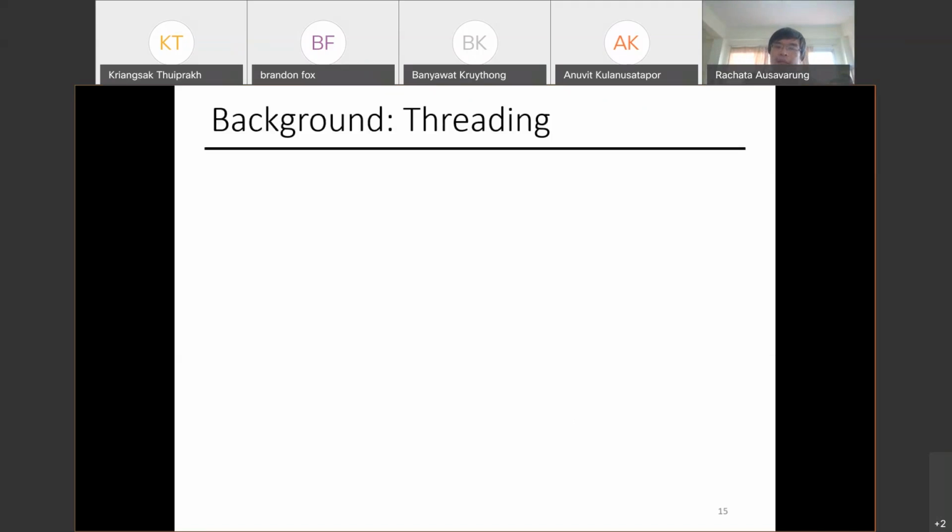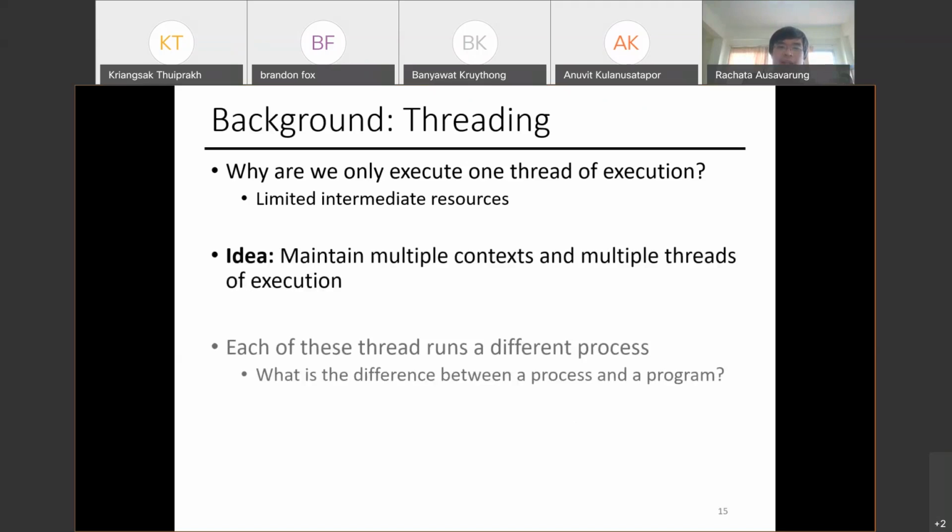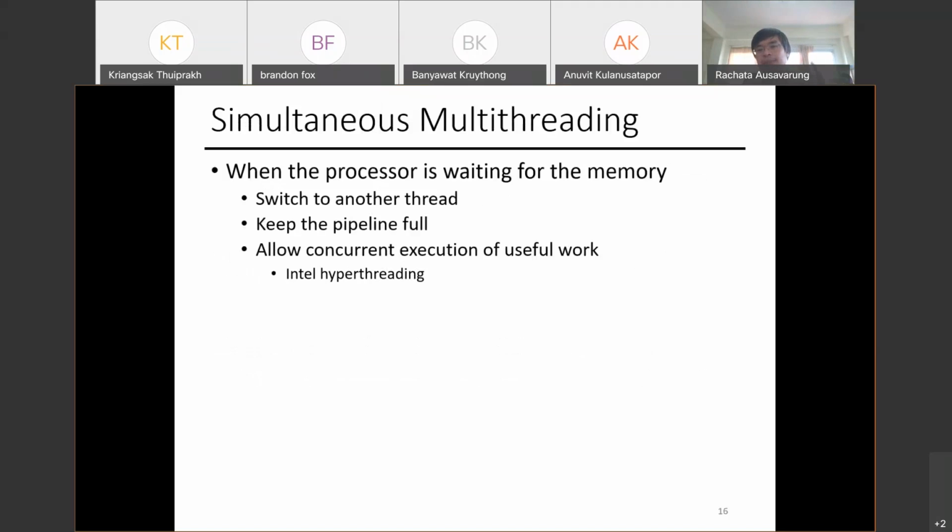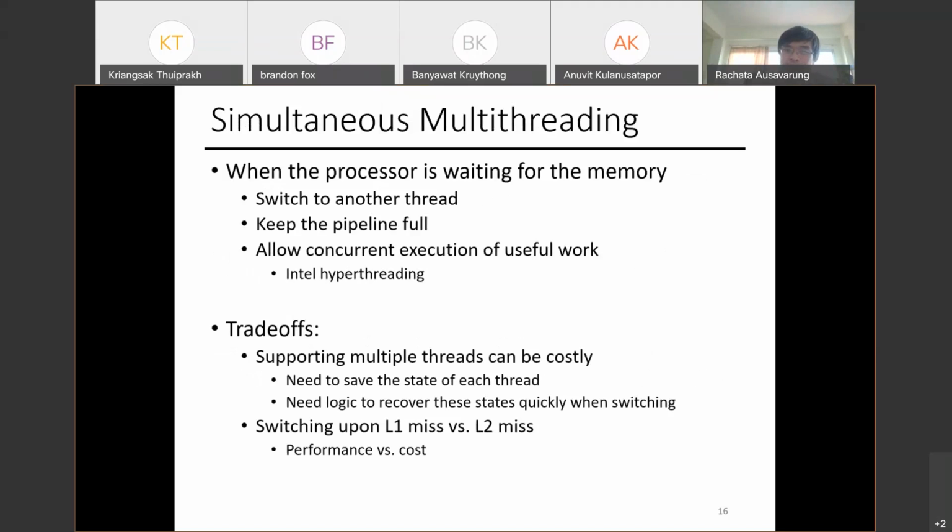So I'm going to skip the background on threading before we go to simultaneous multithreading, because we talked about this in the GPU lecture. Basically, you want to maintain multiple contexts, multiple threads in hardware. Simultaneous multithreading is basically when one thread is stalled because of the main memory or the L2 cache or L1 cache, the CPU will switch to another thread. This is done to keep the pipeline full. The trade-off is you need to figure out when you want to switch and how you want to switch. We talked about this in the GPU lecture.